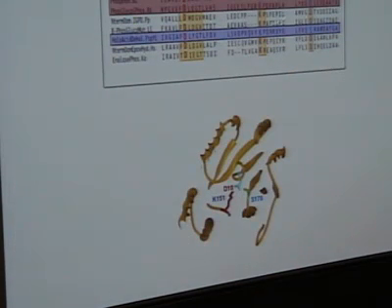The other thing is that at the time, we only had one structure in this superfamily, and it was the haloacid dehalogenase, and that's shown in the context of this multiple alignment of the motifs, and that's how we were able to map these active site residues.